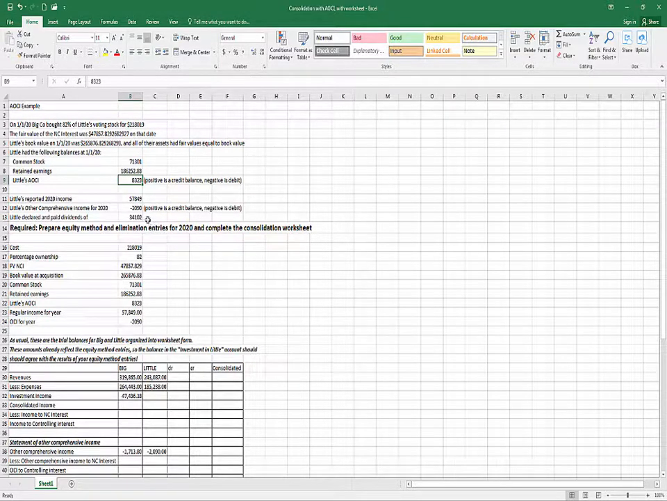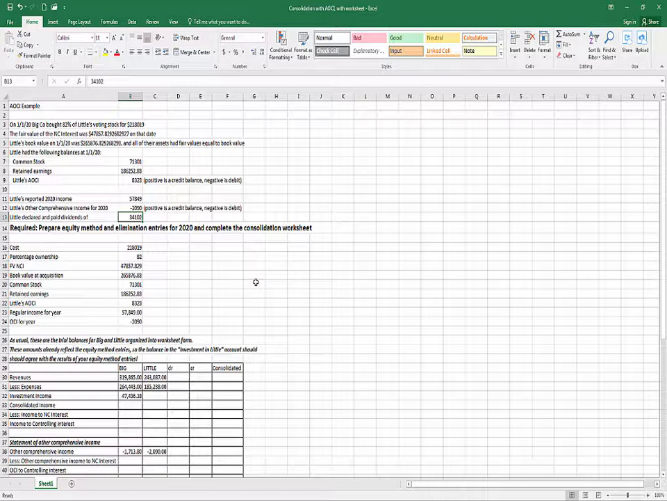Little's information for 2020 is as follows. They had reported earnings of $57,849. They had negative other comprehensive income for the year, and they declared and paid dividends of $34,102. And your task is to prepare equity method and elimination entries for 2020 and complete the consolidation worksheet.